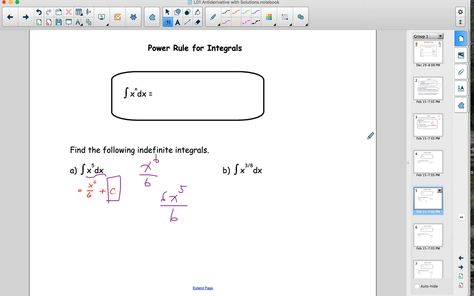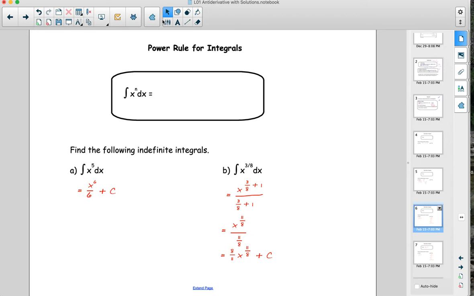All right, moving on to the second one. So hopefully you did the second one as well. I'm going to pause just for a second. All right, so let's discuss this one. If I'm looking for this capital F at x, when I take the derivative of this, I want to get x to the 3/8 back. That means I must have started with a power function whose exponent was 1 more than 3/8. So x to the 3/8 plus 1.